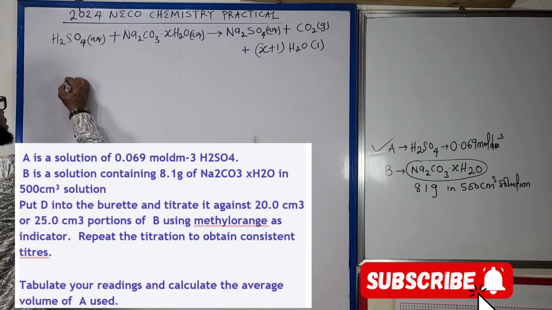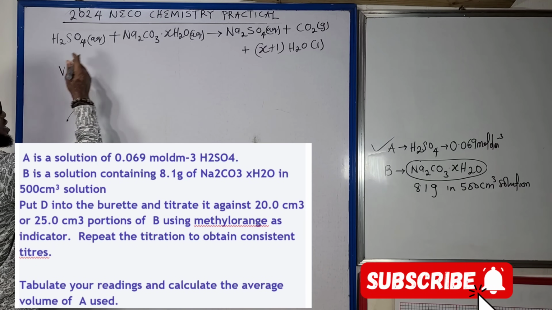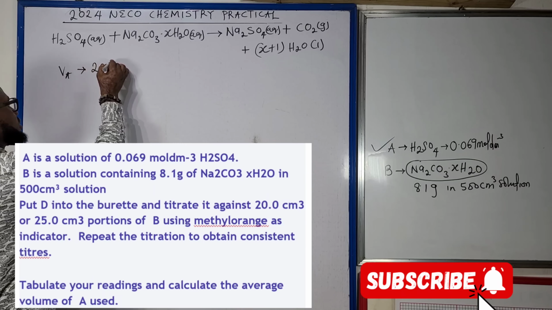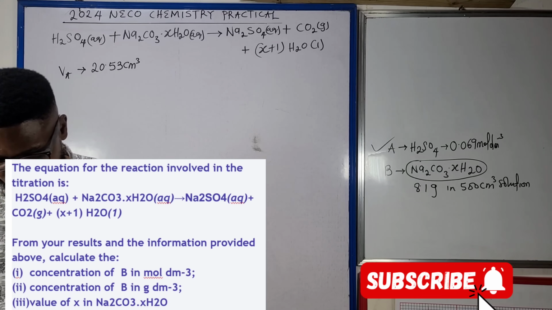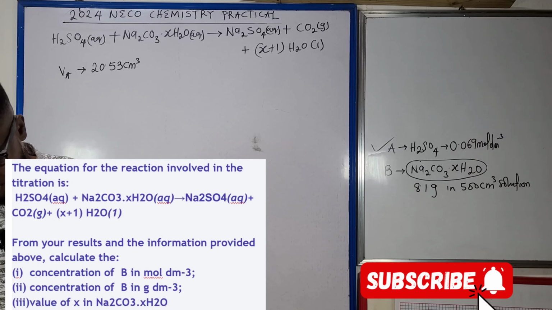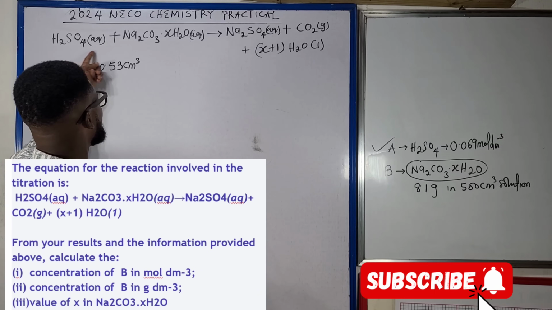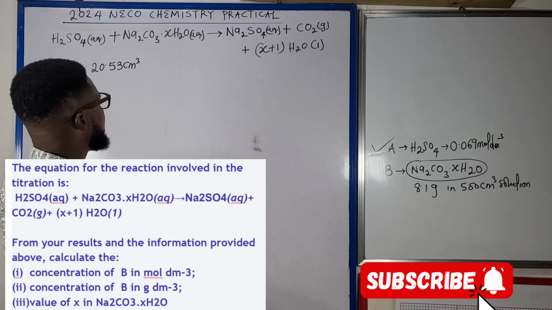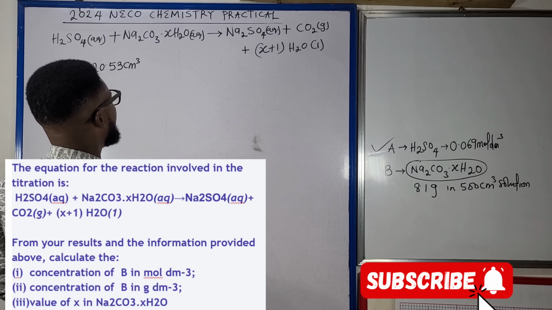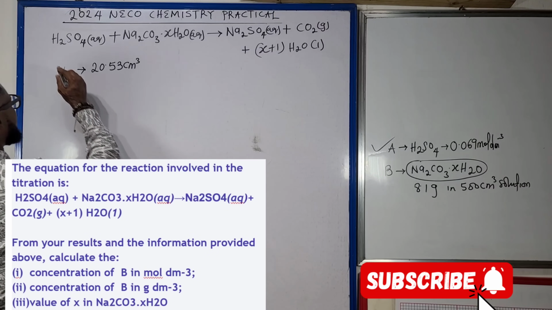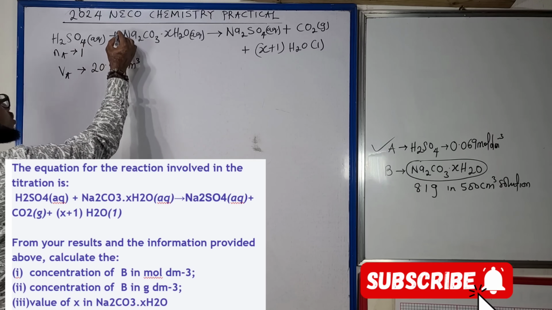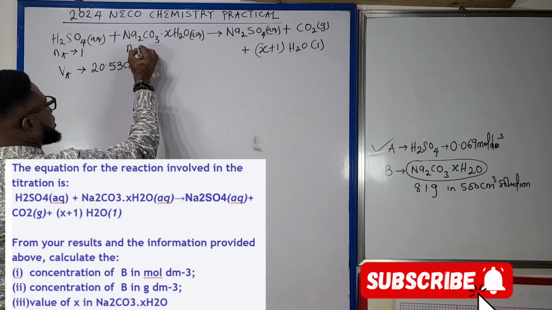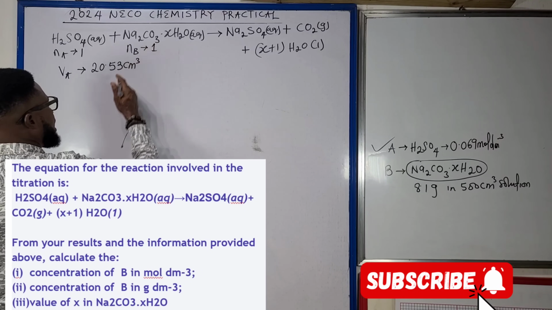That we have done. We have said the average volume of our acid used in the course of all this calculation will be 20.53 cm cube. Of course, we've dealt with that part of the question. We were then given an equation. The equation for the reaction involved in the titration is H2SO4 plus Na2CO3.xH2O gives sodium sulfate. So basically from here, you can see that the number of moles of your acid is 1, and the number of moles of your B is also 1.